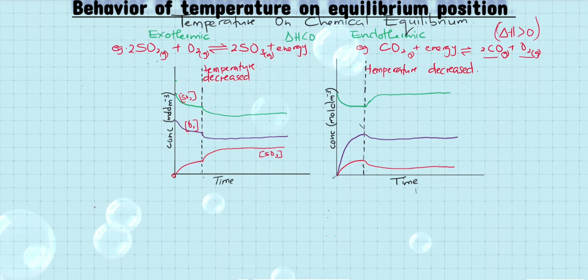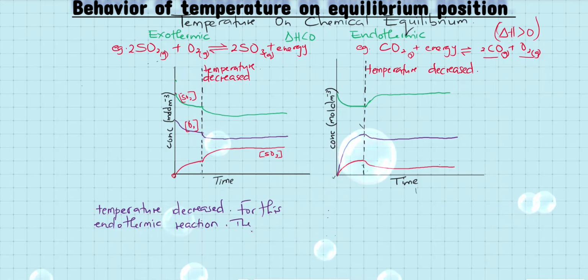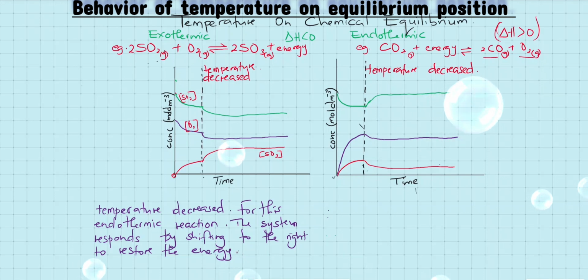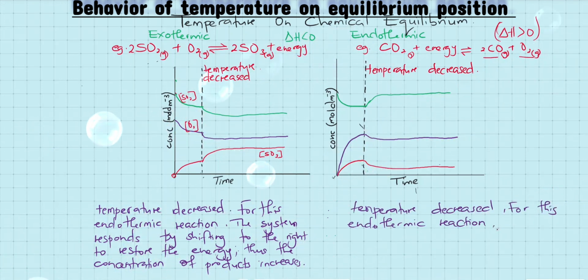So let's just have a brief explanation of what is going on in the exothermic and what is happening in the endothermic. So in the exothermic, if temperature is decreased, the system responds by shifting to the right to restore the energy. Then the concentration of products increases. Then for this side, if the temperature is decreased, for this endothermic reaction, the system responds by shifting to the left to restore the energy. Thus, the concentration of reactants increases.